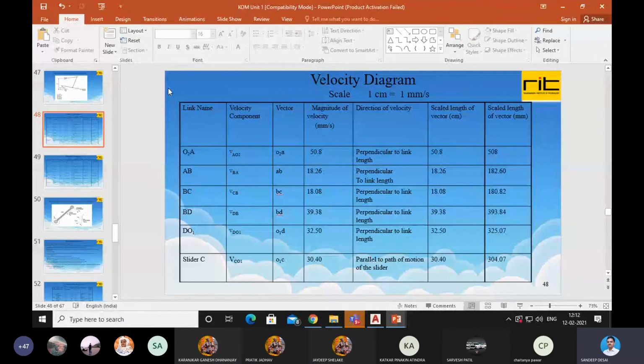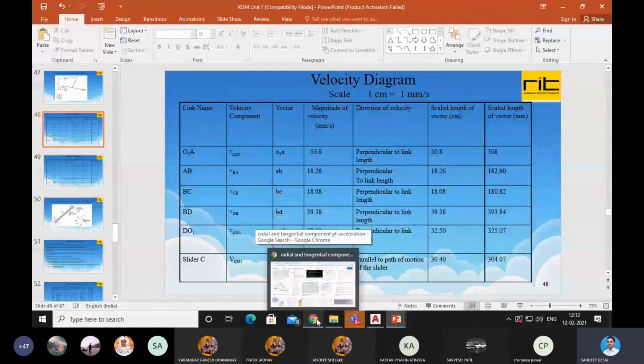So you got the answers. It is done. We are going to start with the acceleration diagram. Let me know if you have any questions here. Please discuss in the chat box. Whatever you have understood, whatever you have not understood, please discuss for the next 2-3 minutes so that meanwhile we will have attendance.